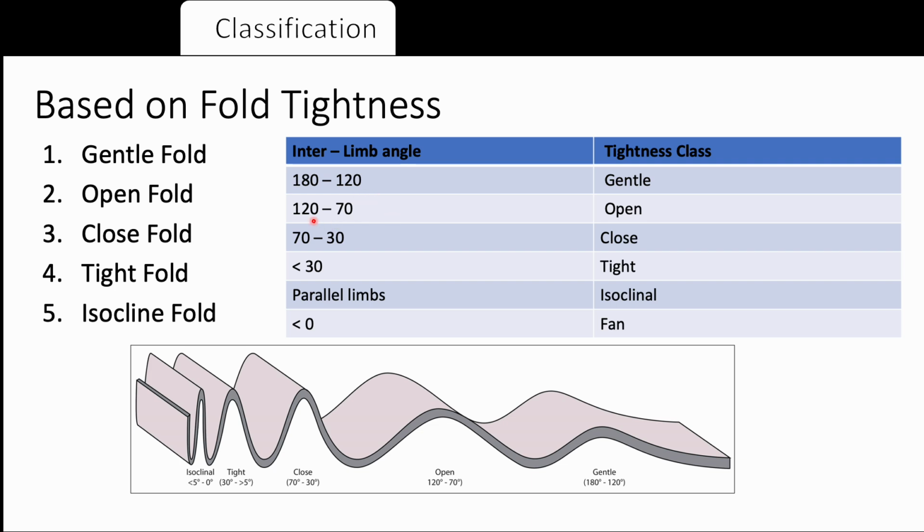In an open fold, we have an interlimb angle of around 120 to 70 degrees. In a closed fold, we have 70 to 30 degrees, and in a tight fold, less than 30 degrees. And in an isoclinal fold, the limbs are parallel. This diagram shows how the tightness of folds is shown in an outcrop in a profile section.